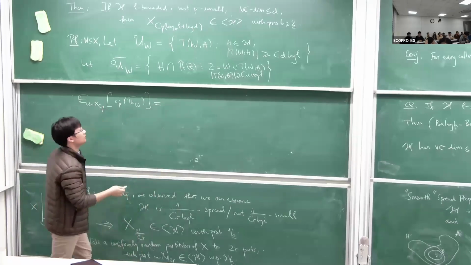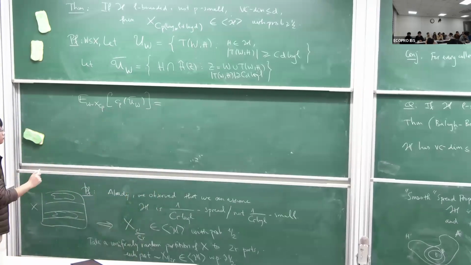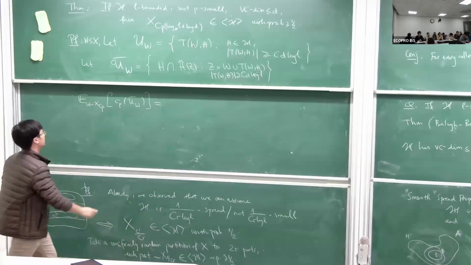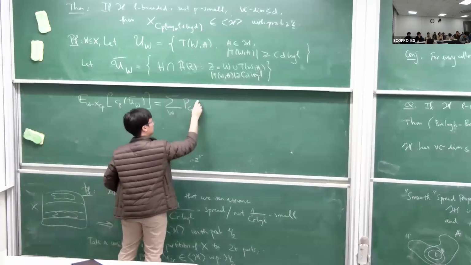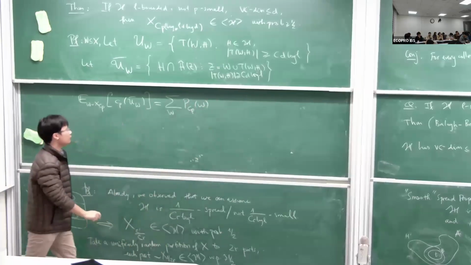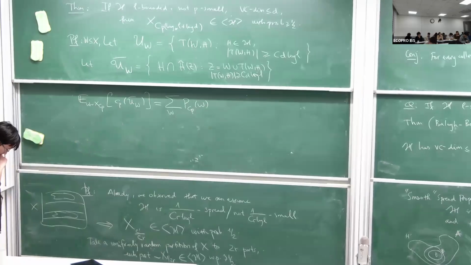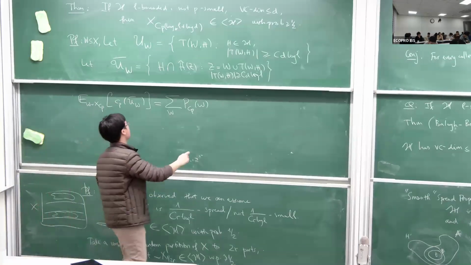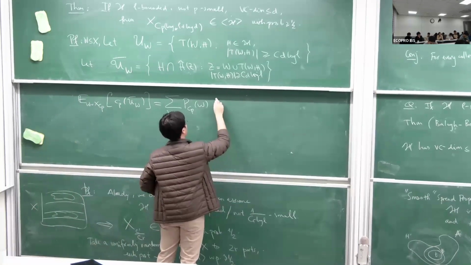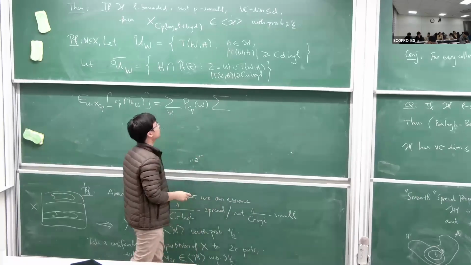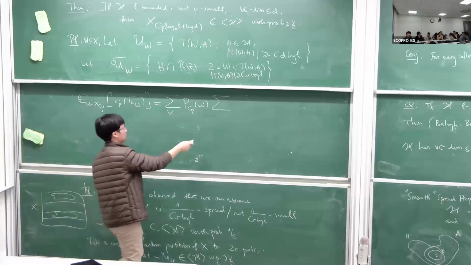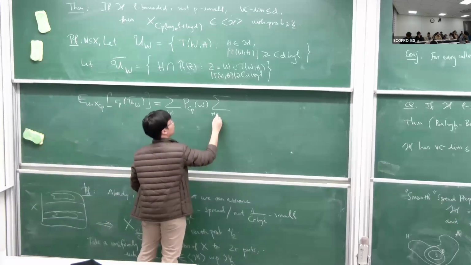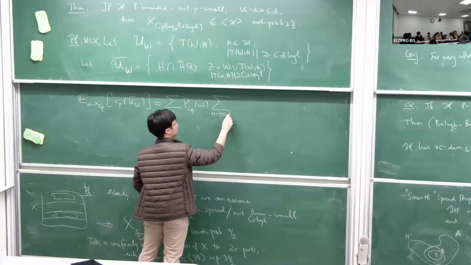Okay, let's do the rewrite as usual. You can write this as a sum over W, of p to the size of W, times a sum over H, where T(W,H) is large.